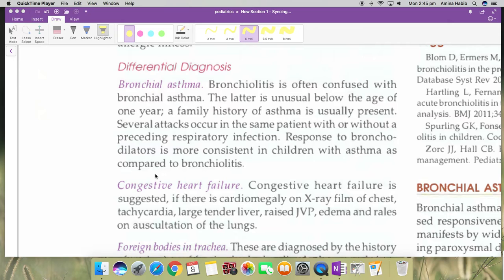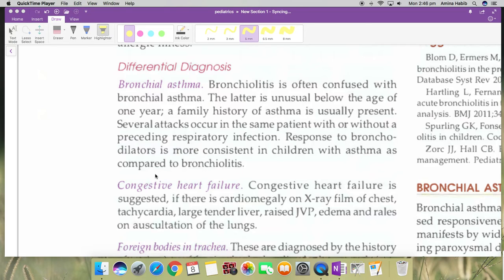Usually asthma does not occur in infants. In most cases the asthma patient will be a child who is more than 1 year of age. It's very rare to find asthma in a baby who is less than 1 year of age, whereas in bronchiolitis the most common age group is 1 to 6 months. So the first factor is the age at presentation. Number 2, in asthma, in many cases there is a family history.